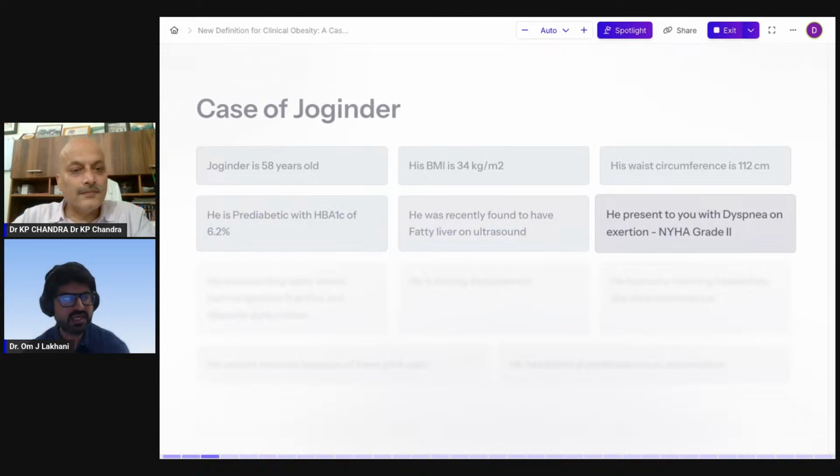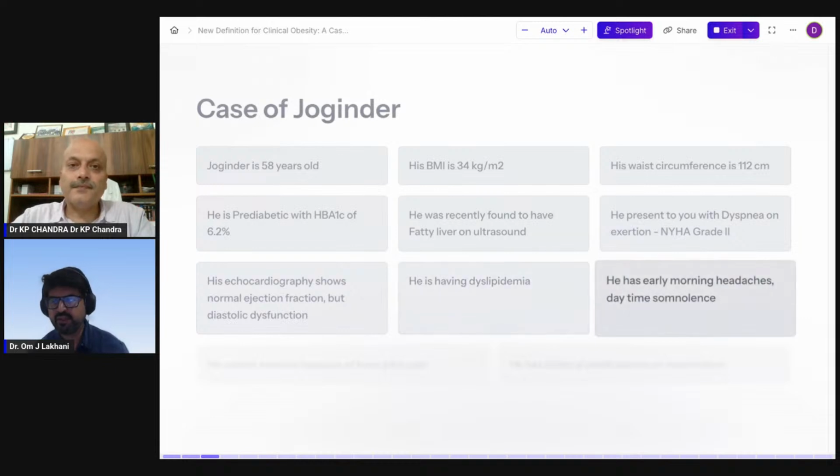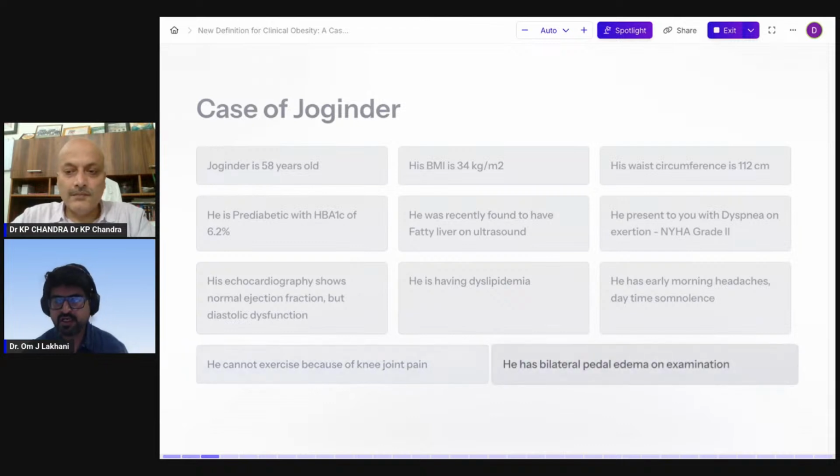He presents to us mainly, and this is his main complaint, with dyspnea on exertion, NYHA grade 2. His echo was done, which shows normal ejection fraction, but it shows diastolic dysfunction. And he's also having dyslipidemia. He does tend to have a little bit of early morning headaches and some daytime somnolence, so probably we're dealing with some sort of sleep apnea. When we told him that he needs to exercise, Mr. Joginder, he says, I can't because I have knee joint pain, and my weight hampers my exercise. He also has a little bit of bilateral pedal edema on examination.